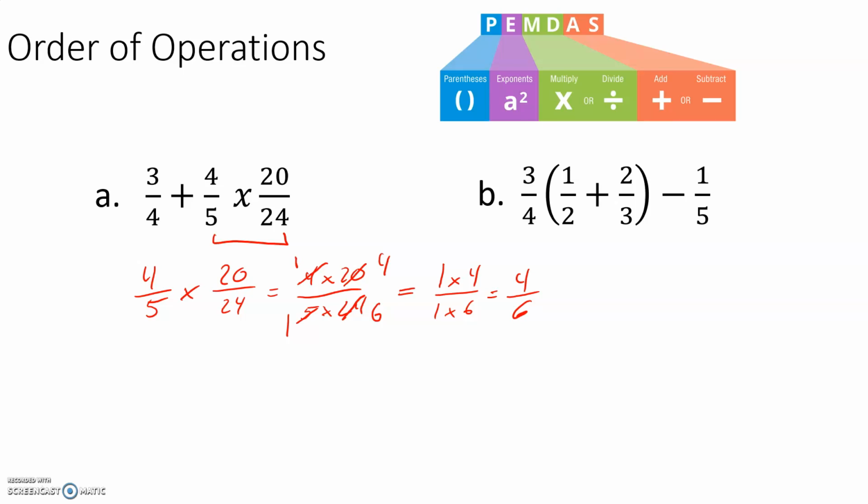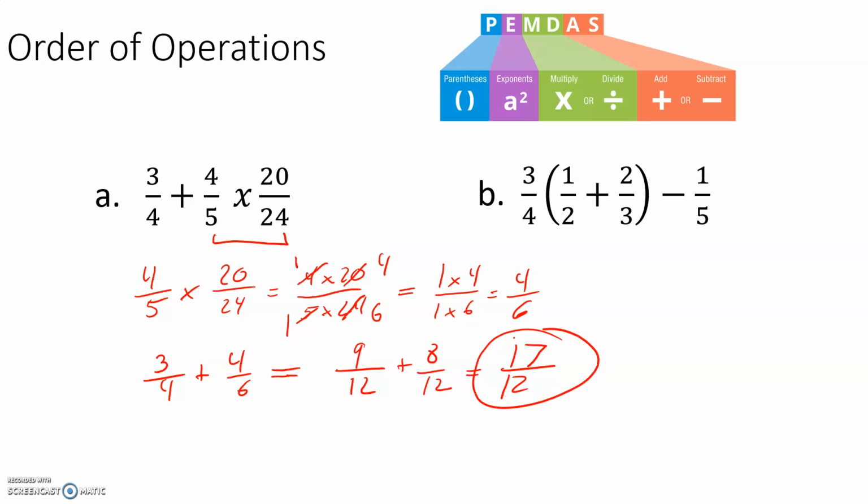So now my expression can be 3/4 plus 4/6. All right, now I need to get my denominators the same, so that would be 4 and 6. The common denominator is 12. So 4 times 3 is 12, so 3 times 3 is 9. 6 times 2 is 12, so 4 times 2 is 8. And I get 17/12. All right, that is my answer in the simplest form.